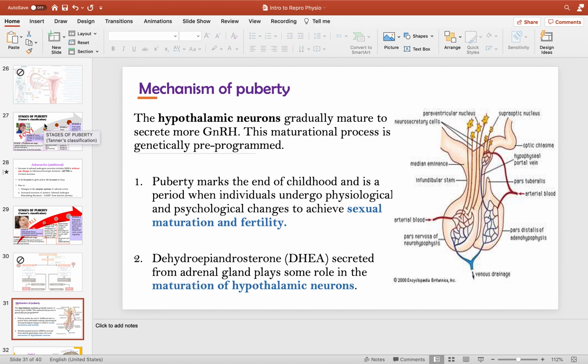Mechanism of puberty: the hypothalamic neurons gradually mature to secrete small amounts of gonadotrophin-releasing hormone. Puberty marks the end of childhood and is a period when individuals undergo physiological and psychological changes to achieve sexual maturation and fertility. And DHEA, also secreted from the adrenal gland, plays some role in the maturation of hypothalamic neurons.